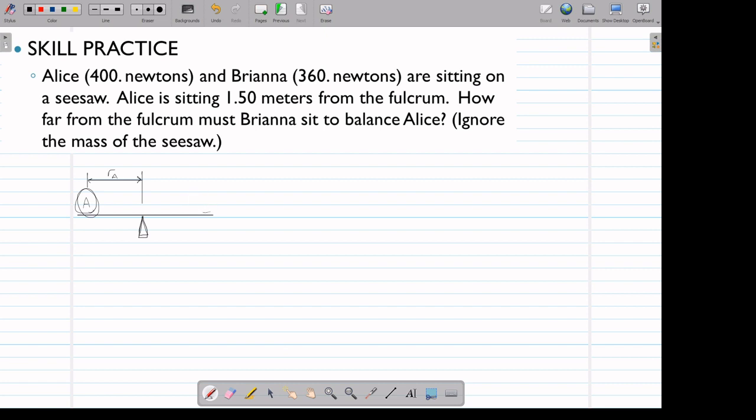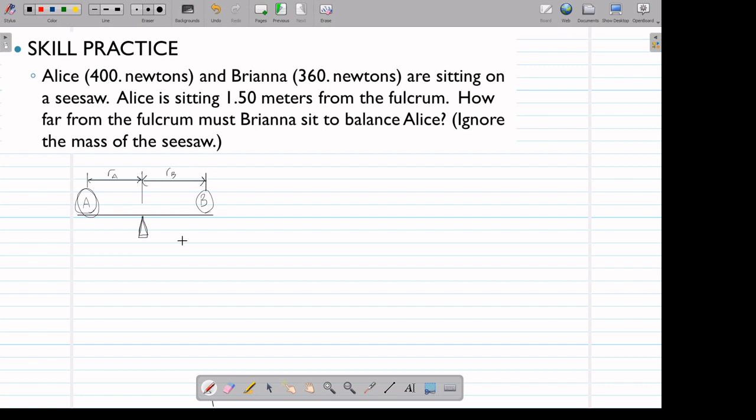And then Brianna is going to sit over here. We'll label that circle B. And the distance between Brianna and the axis of rotation is RB. And RB is actually what we want to find. That's the bit of information that we need to find.